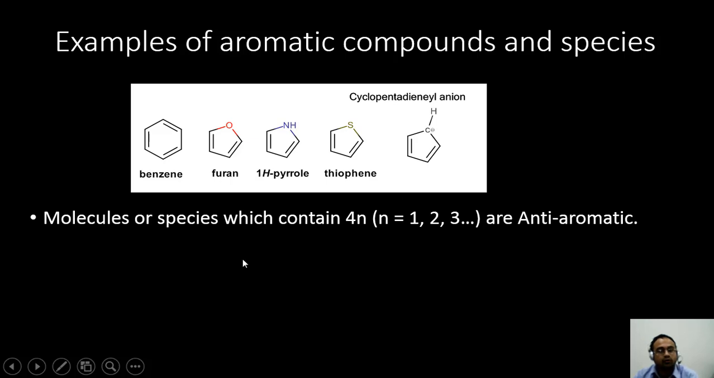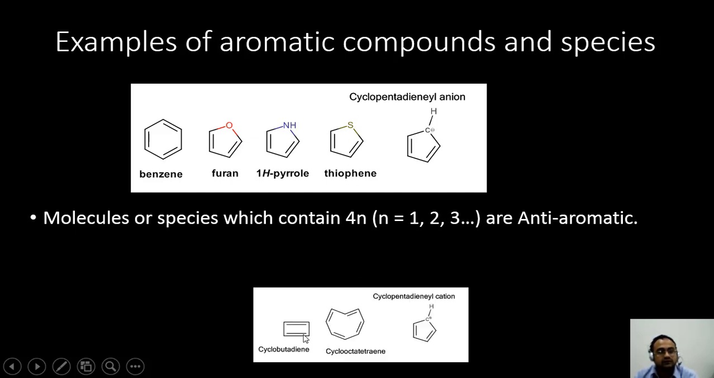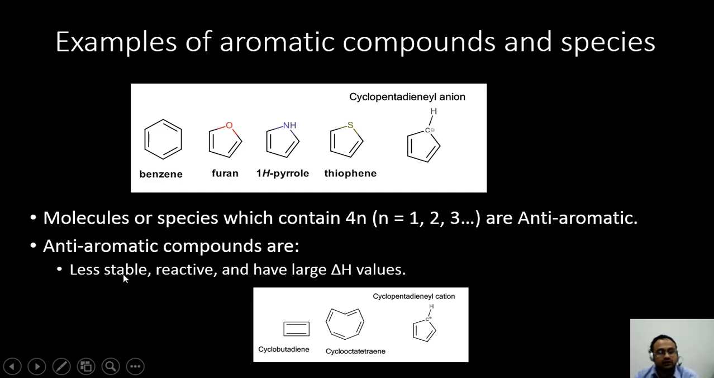But on the other hand, molecules or species which contain, instead of 4n plus 2, only 4n electrons, where n is again an integer, these compounds are anti-aromatic. That is, they have almost the opposite of all those properties that we have studied about the aromatic compounds. And here are some of the examples. These anti-aromatic compounds are less stable, they are very reactive, and they have very large heats of hydrogenation because they contain the extra energy which makes them unstable.